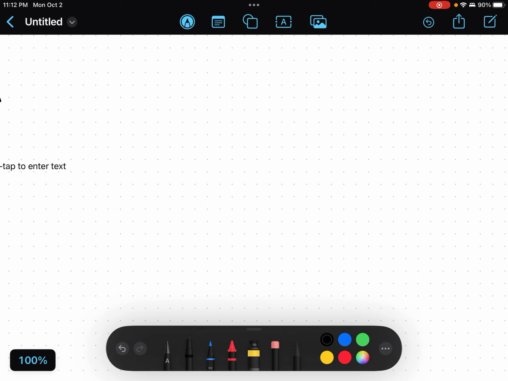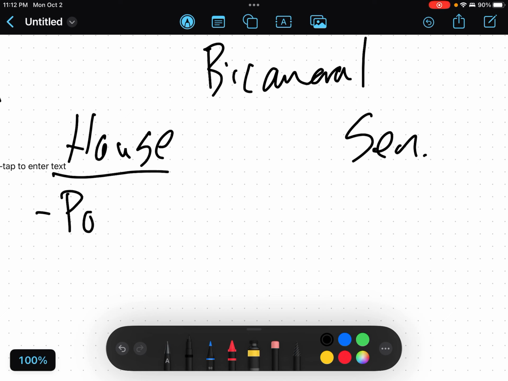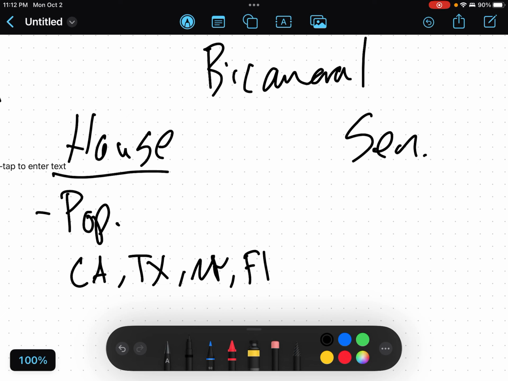So what you have right now in our Congress, we have a bicameral legislature. So we have the House and we have the Senate. The House is based upon population. So places like California, Texas, New York, Florida, they all have a ton of representation there, okay, because it's based upon population.